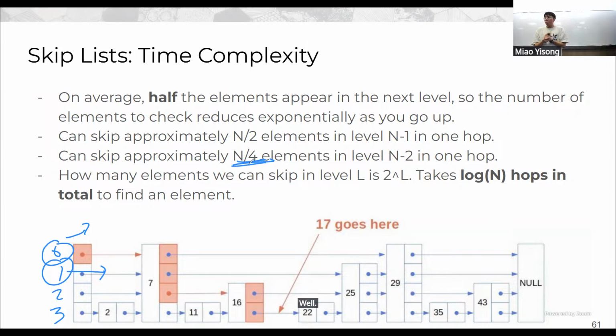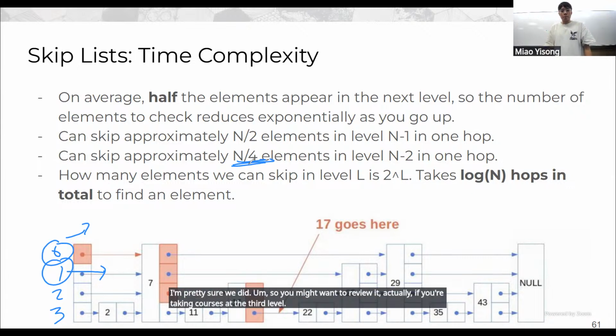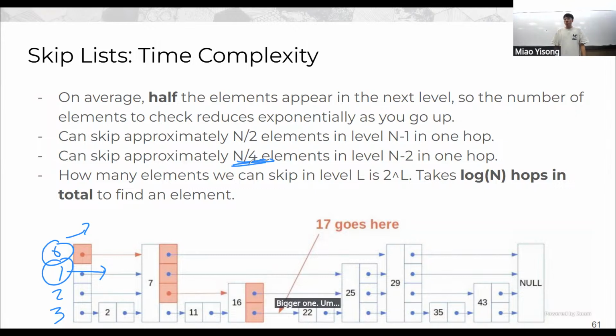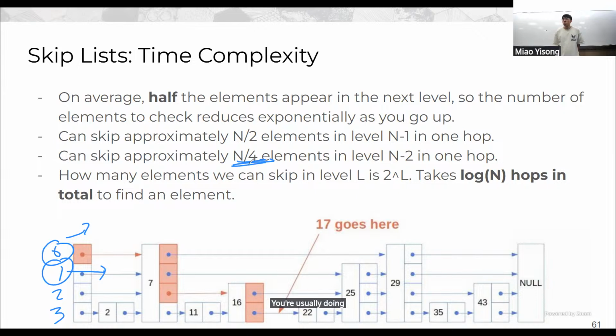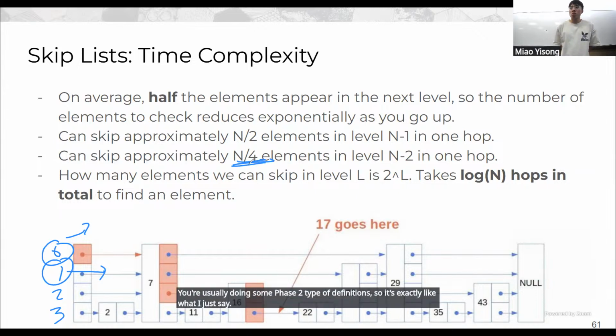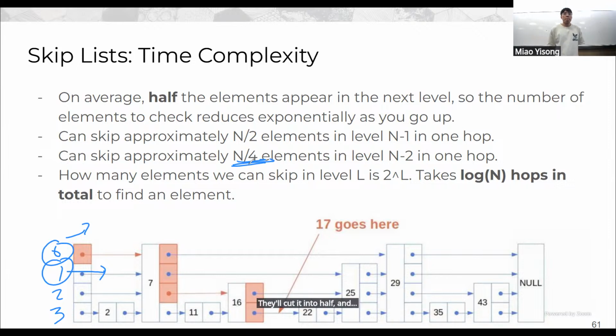A lot of the algorithm too, we actually cover in the CS305. I'm pretty sure we did, so you might want to review it if you're taking courses at the first level later on. What is implied here is that it's logarithmic, right? Logarithmic means you're usually doing some base 2 type of manipulation. So it's exactly like what Ben is saying. Cut it into half and do it halfway, right?